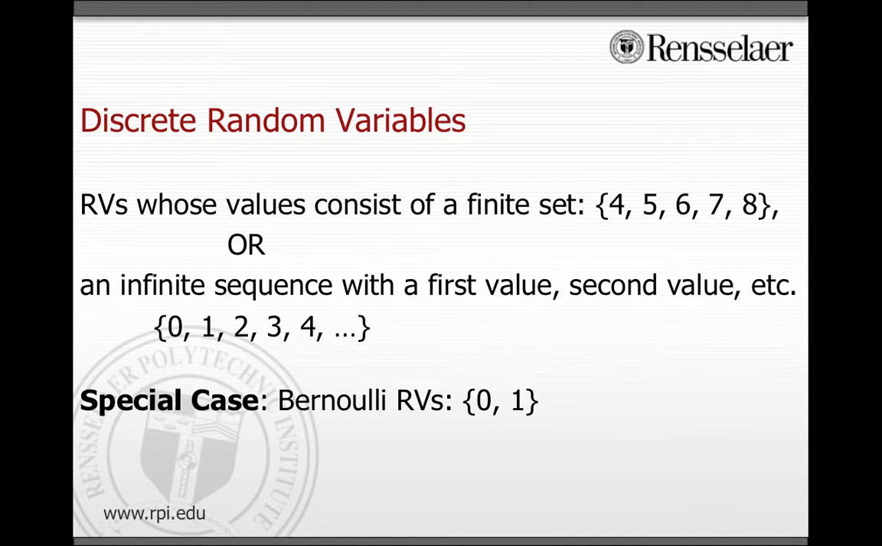A special case of discrete random variables are Bernoulli random variables, where the only possible values for X, or the random variable, is 0 or 1. And we'll discuss this later when talking about the binomial distribution.